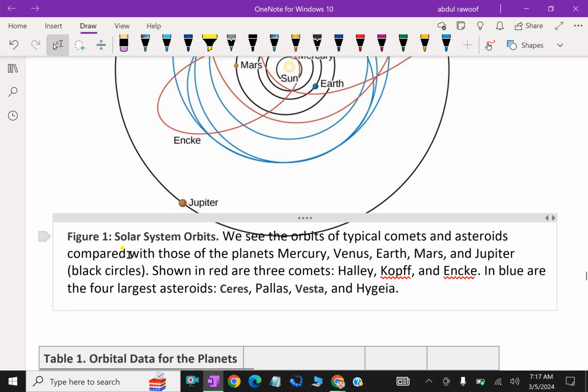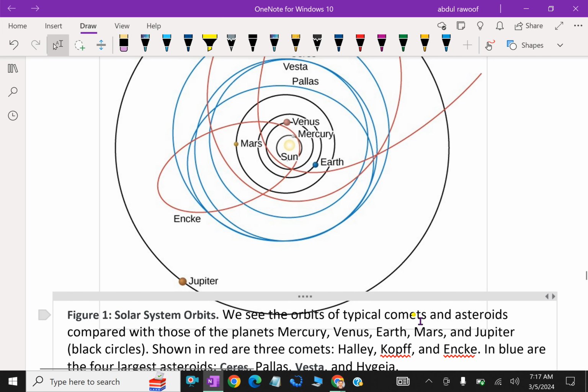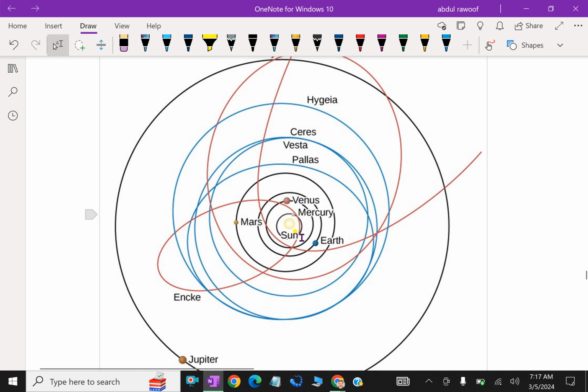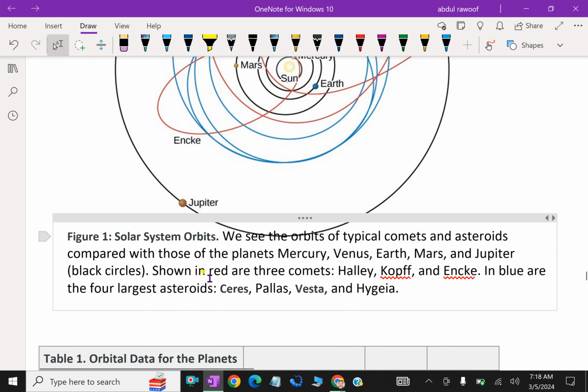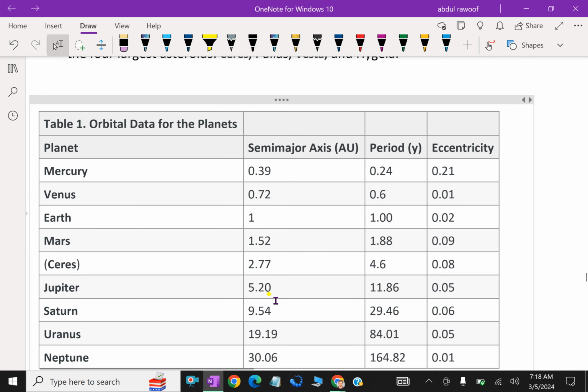Here, this figure shows the solar system orbits. We have seen orbits of typical comets and asteroids compared with those of the planets Mercury, Venus, Earth, Mars, and Jupiter. These are some orbital planes of planets and some other asteroids. These are some planets, as well as their semi-major axis, period of revolution in years, and eccentricity, given in the table.